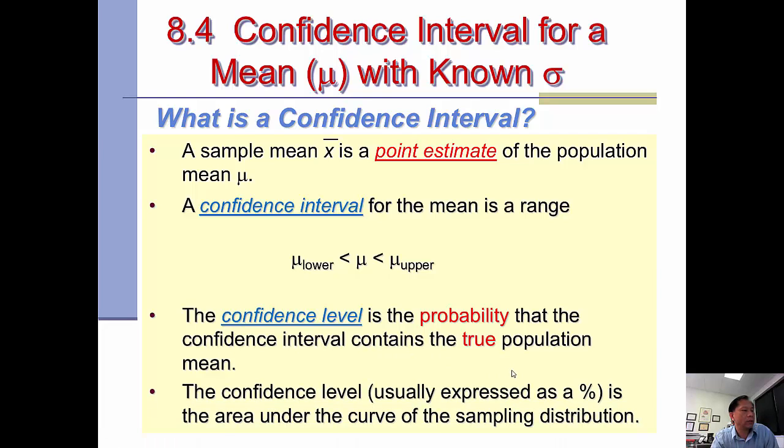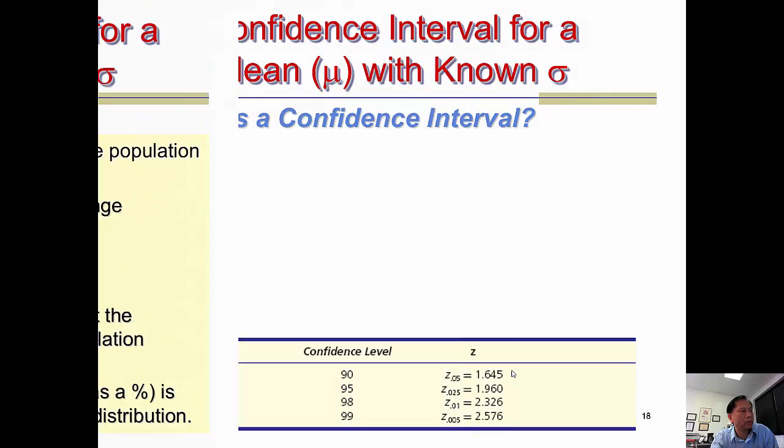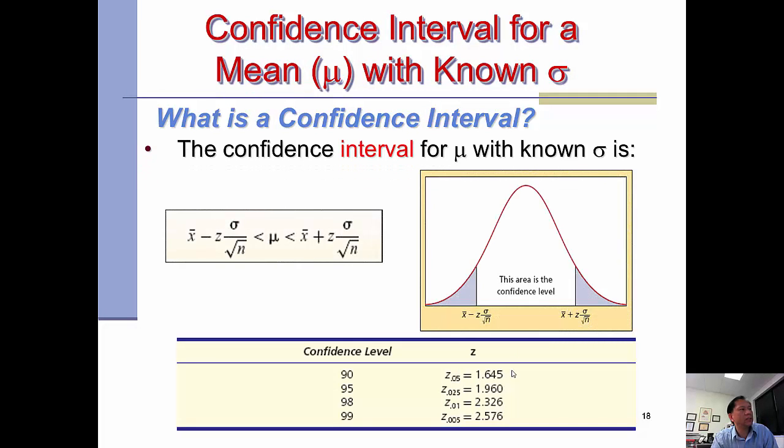Now, how do we calculate this? The confidence level, usually expressed as a percentage, is the area under the curve of the sampling distribution. The confidence interval for mu with a known sigma is given on this slide here. x bar is the sample mean, the point estimate, minus the z-score. We talk about the z-score just below, in a second. This is the population standard deviation divided by the square root of n. x bar minus that gives you the lower limit. x bar plus that gives you the upper limit. This area is the confidence level.